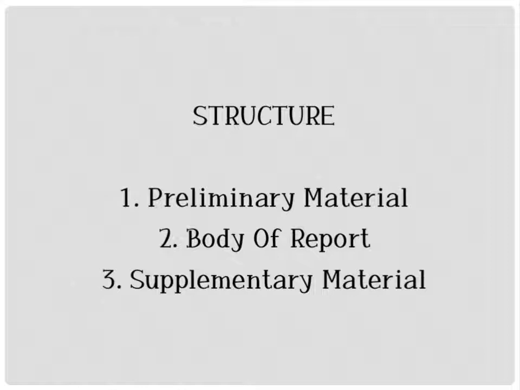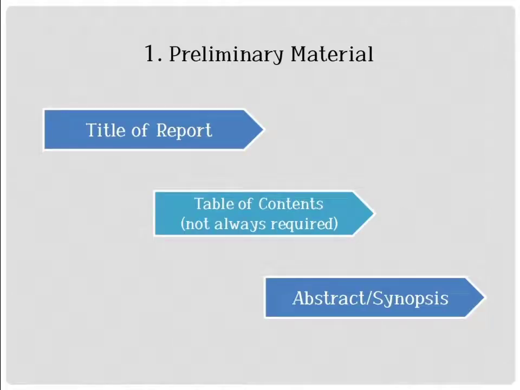There are three structures in writing a research report. The first one is preliminary material, the second one is body, and the last one is supplementary material. In preliminary material, there are title of report, table of content, and abstract or synopsis. The title of report consists of a heading indicating what the report is about, and then table of content, a list of major sections and headings with page numbers, and abstract or synopsis consists of a summary of main findings.